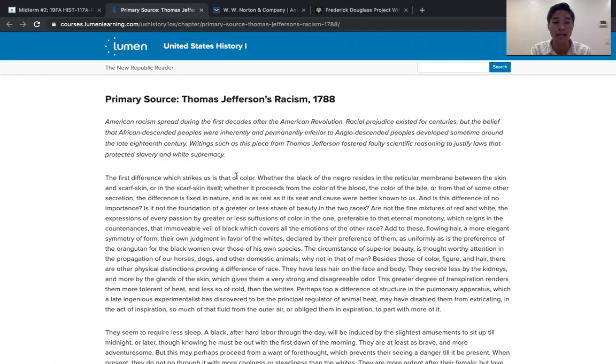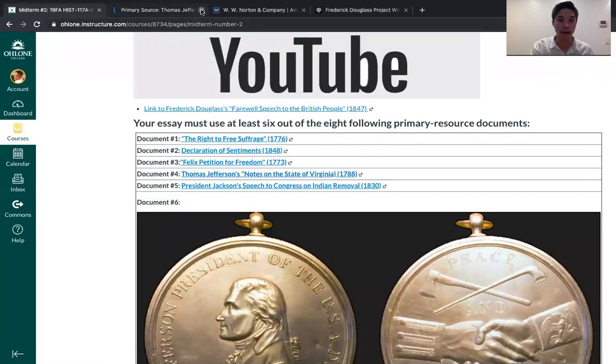So I want you to read this document very carefully and summarize his prejudices, what he holds against African Americans and what he holds against Native Americans. So that's in document number 4.